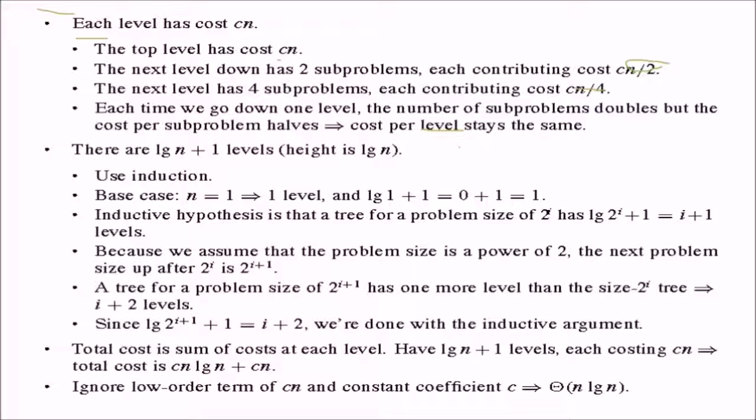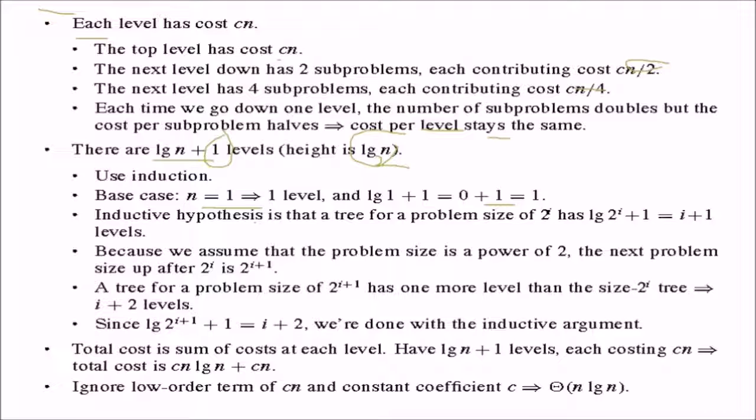But how many levels are there? There are log n plus 1 levels. How has this log n come? This is a binary kind of tree, so the height is nothing but log n base 2. So it will be log n plus 1, where the 1 is for the node level. We use induction. The base case is n equal to 1, one level. So log 1 plus 1, that is 0 plus 1, that is 1.